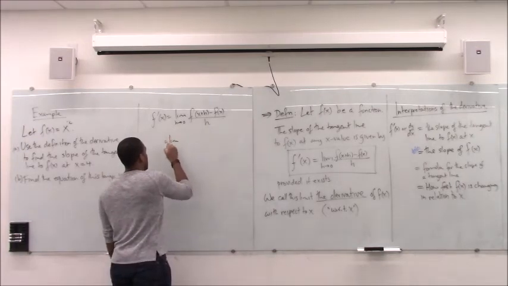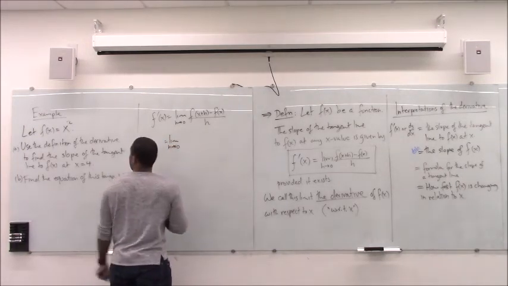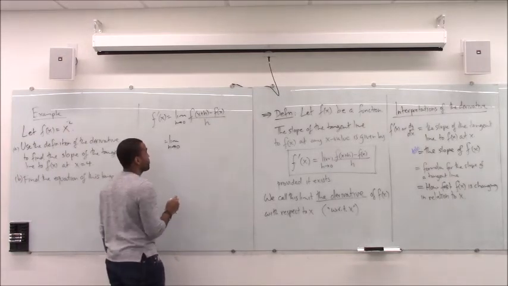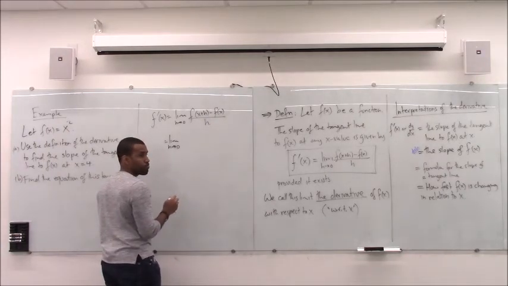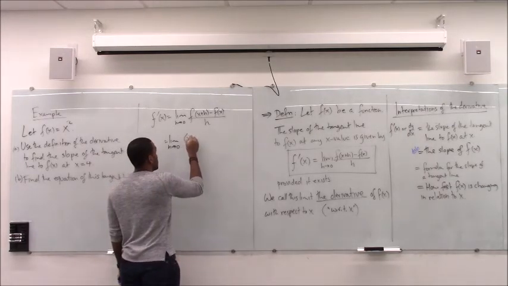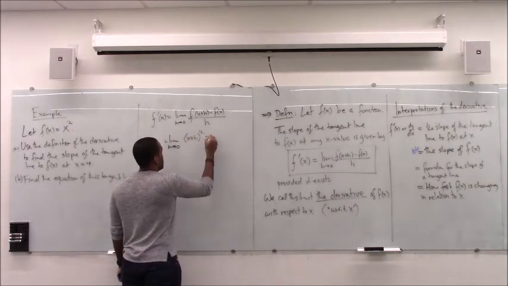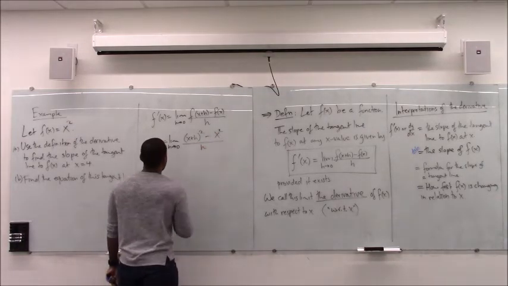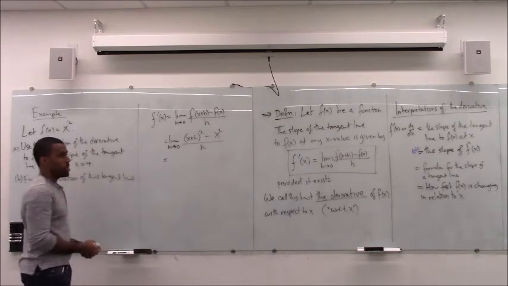Now let's actually plug in. If my f of x is x squared, what is f of x plus h? It's x plus h, all squared, minus f of x, which is just x squared, all over h. Now I need to compute that limit.